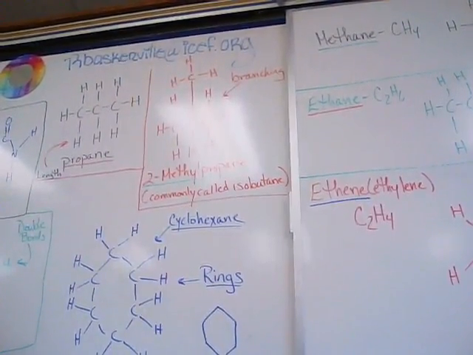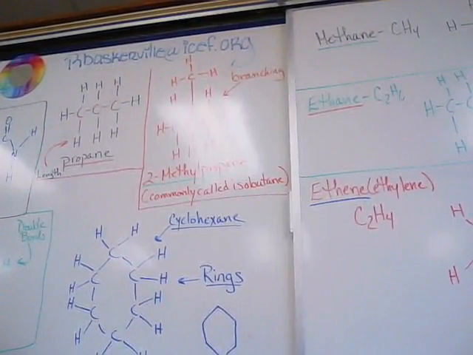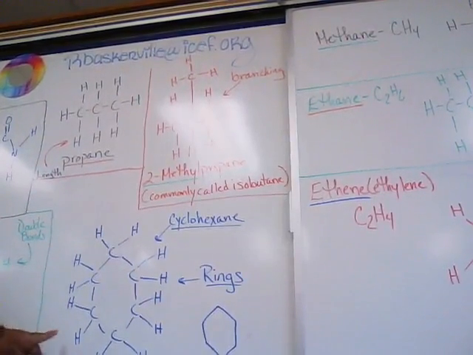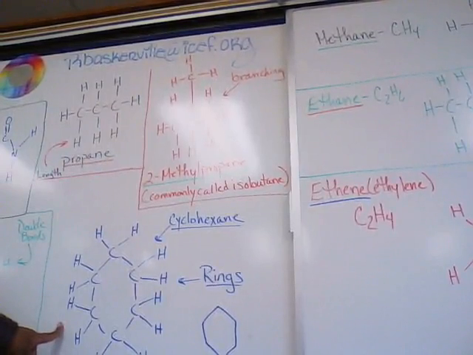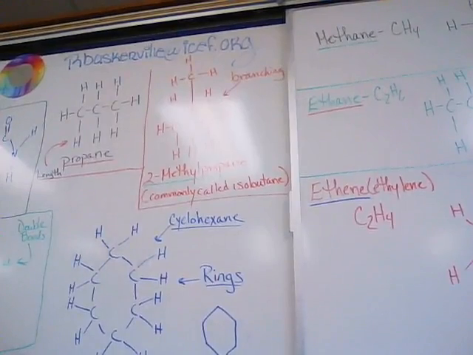Here is 1-butene. It shows the double bonds in hydrocarbons. And here I have cyclohexane, which shows the rings in hydrocarbons. Okay?